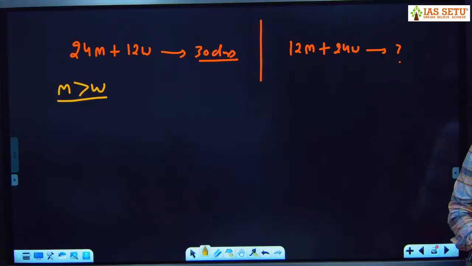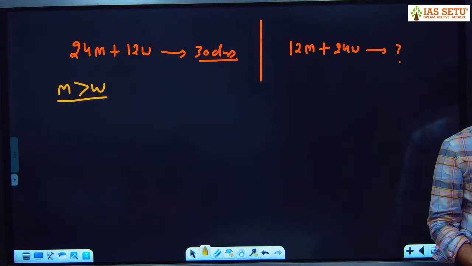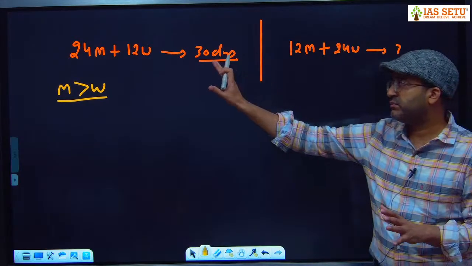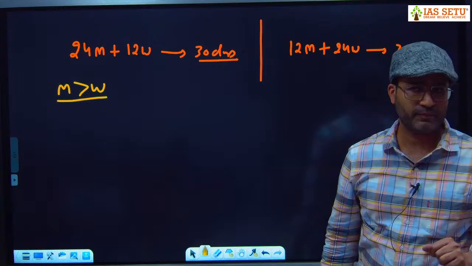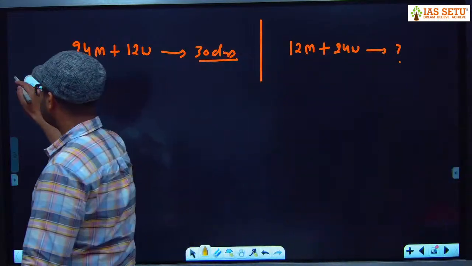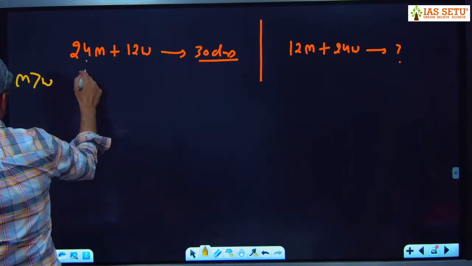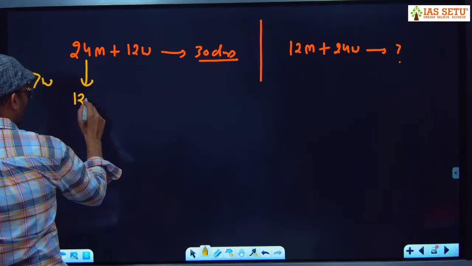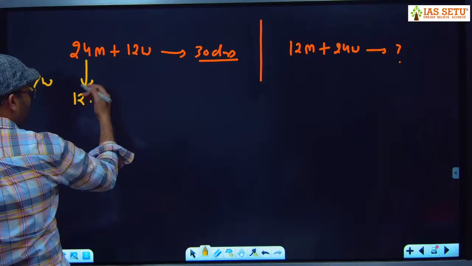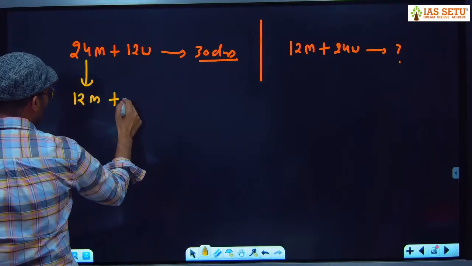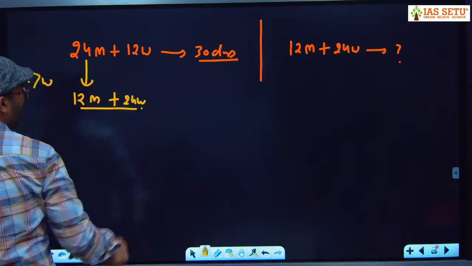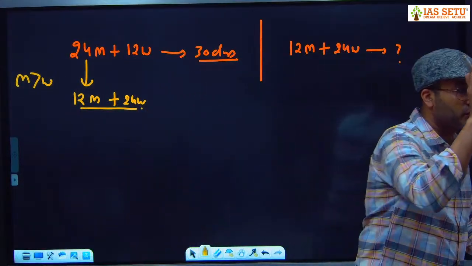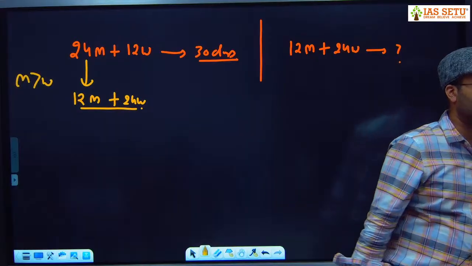24 men and 12 women, 30 days. Man is more efficient than woman. आपके ऑर्गेनाइजेशन में पहले 24 मैन और 12 वुमेन थी. आपने क्या किया? 12 मैन को 12 वुमेन से रिप्लेस कर दिया. तो अब आपके ऑर्गेनाइजेशन में 12 मैन बचे. 12 मैन हटा के आपने 12 वुमेन को एम्प्लॉय कर लिया, तो 24 वुमेन भी है. So then tell me what will happen to your organization? Efficiency of your organization decrease or increase?